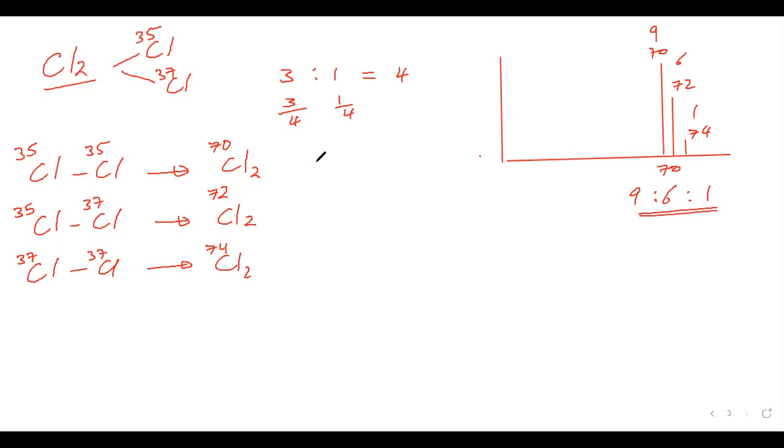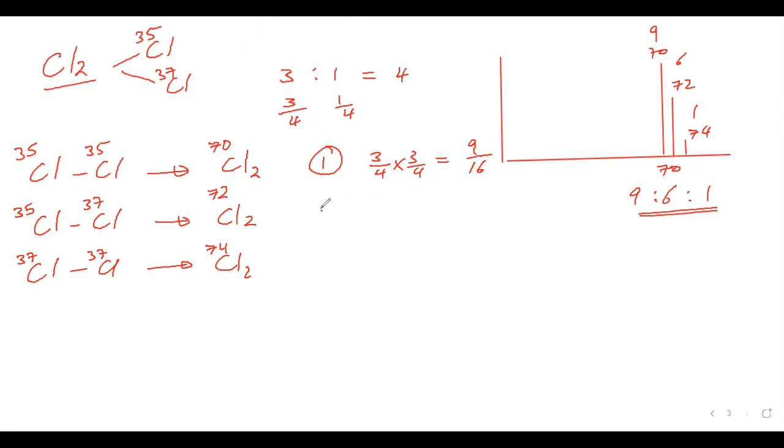Now, the first probability is that both chlorine atoms are 35. This means that the probability of their formation is 3 over 4 times 3 over 4. So we get 9 over 16. The first one is 35, with probability 3 over 4, and the second is 35, also 3 over 4, so we get 9 over 16.